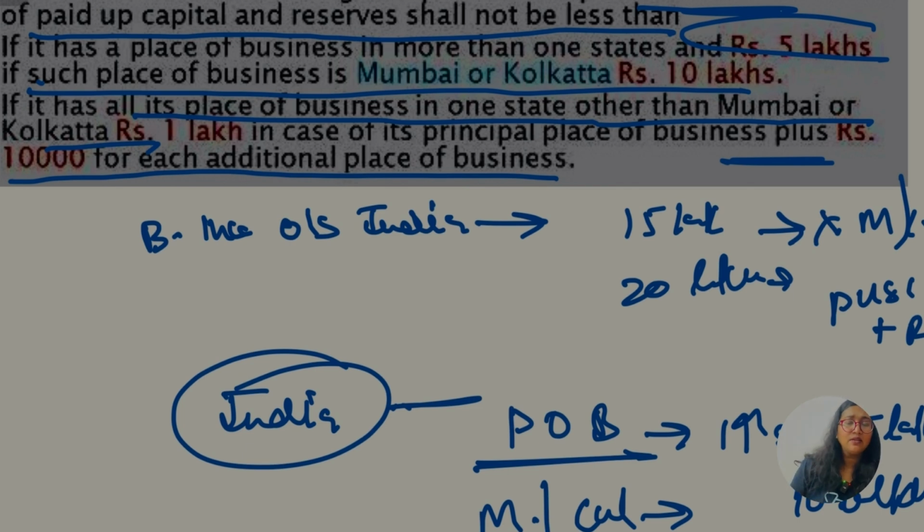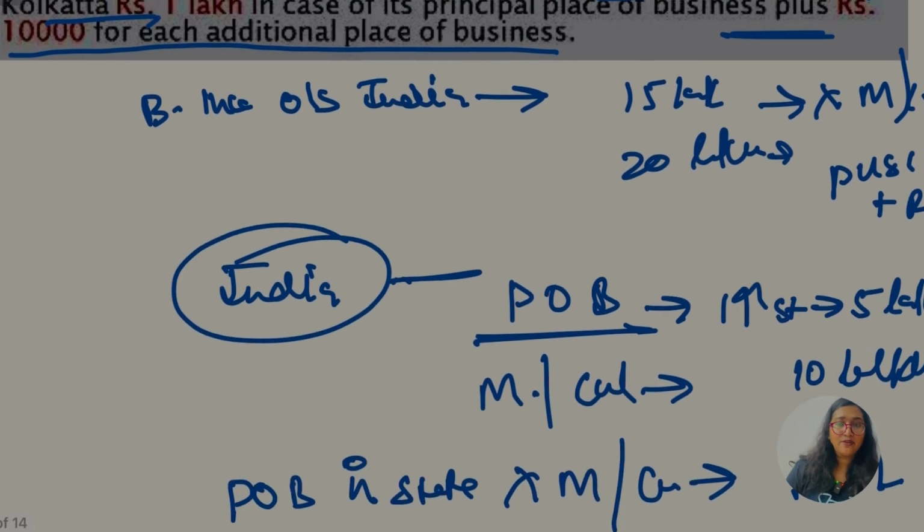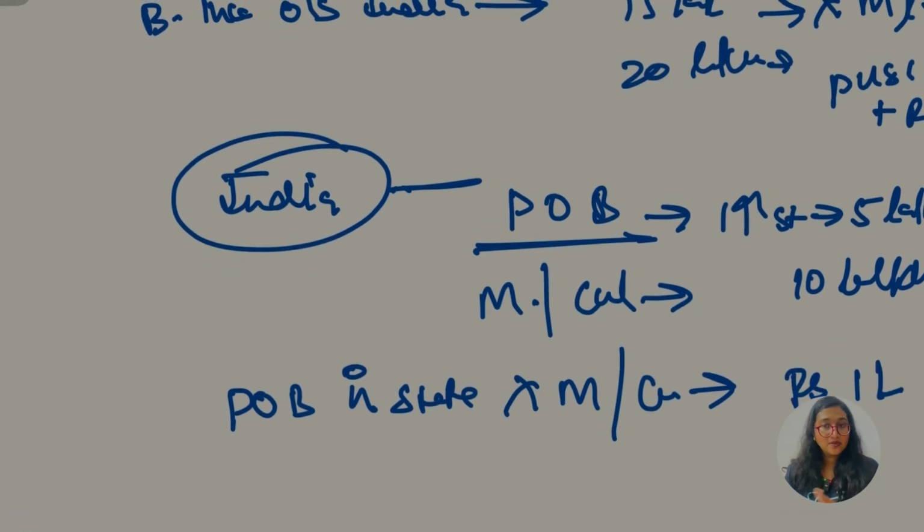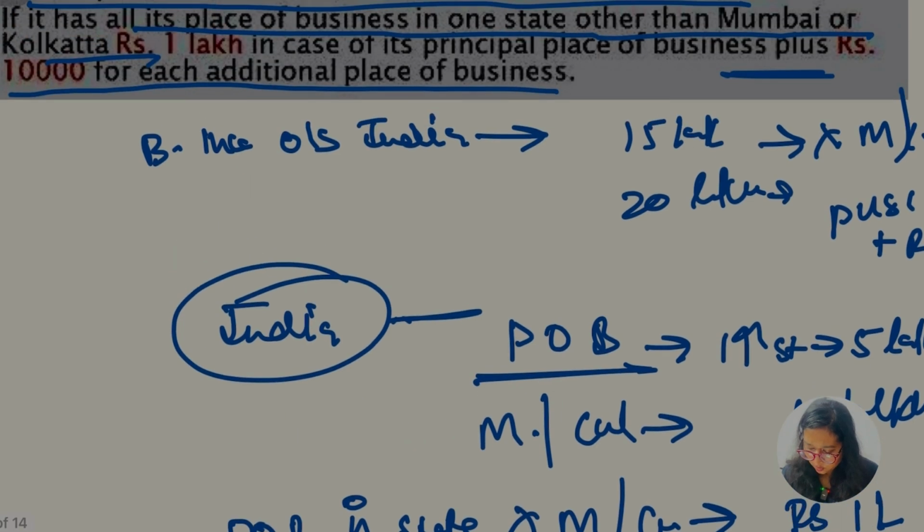What if they are having additional place of business apart from these, Mumbai and Kolkata? In that case they'll have to keep this 10,000 additional amount, okay. So yes, up to this, hope this is clear.